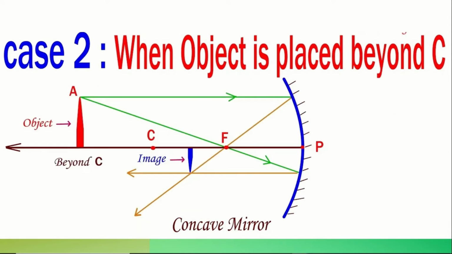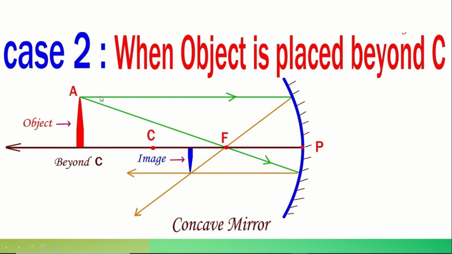Moving on to the second case. The second case is when the object is placed beyond C. So what happens when the object is placed beyond C? When an object is placed beyond C, the light rays coming from that object fall on the concave mirror, and after falling on it, they reflect. And when the two rays reflect, they will coincide at a certain point. Here in this case, the two rays coincide at a point between C and F. So this is an object which is placed beyond C.